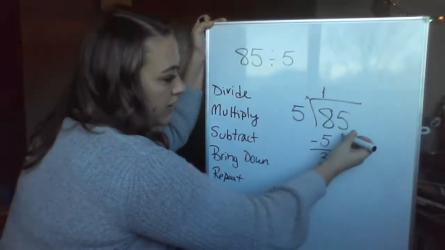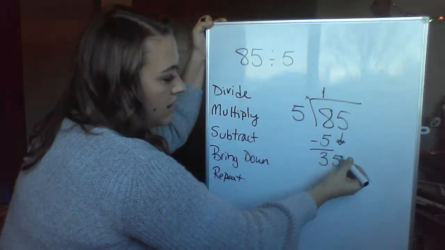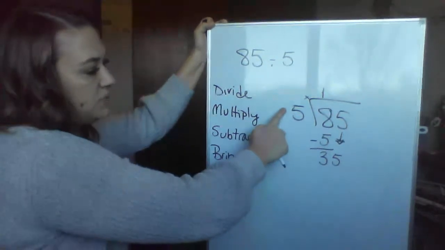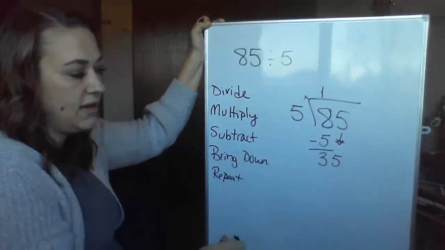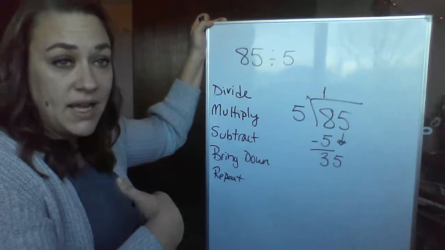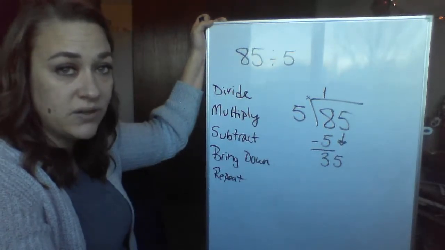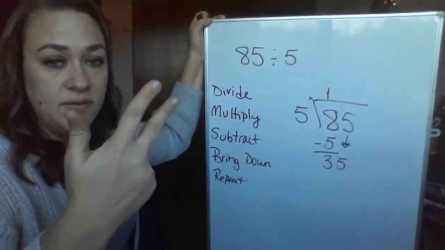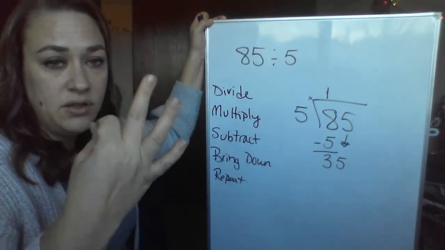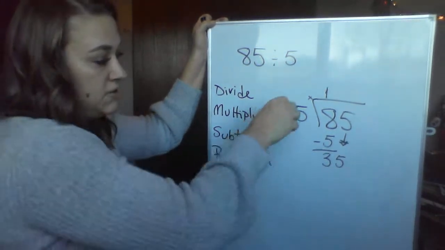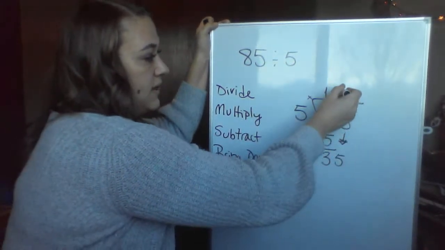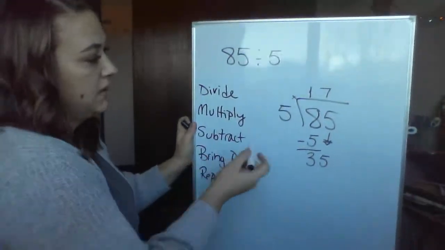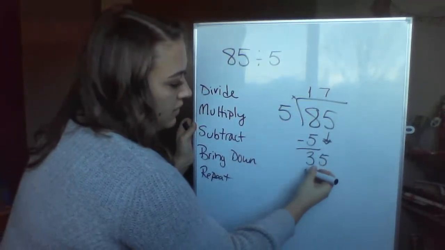Bring down. I'm going to bring my 5 down. So now I'm dealing with 35. Now I repeat. So how many groups of 5 can I make out of 35? Well, I know that 5 times 7 is 35. So it should be 7, but let's double check. 5, 10, 15, 20, 25, 30, 35. So 5 goes into 35 7 times. I can make 7 groups of 5 out of 35. 5 times 7 gives me 35.